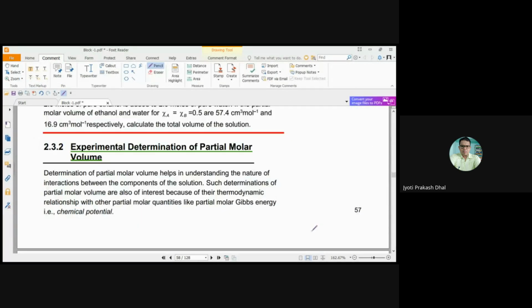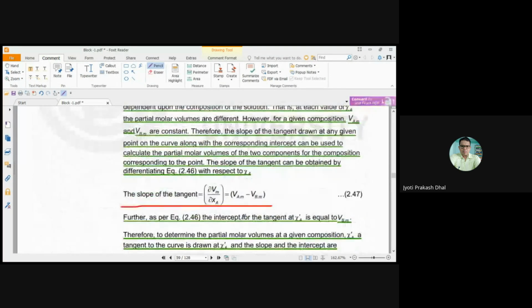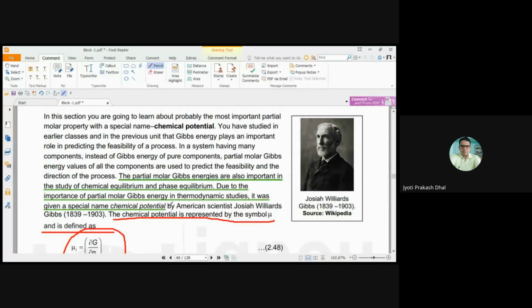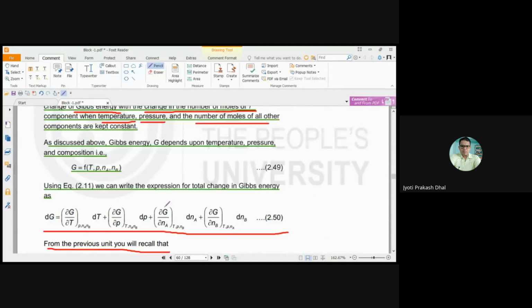So in the chemical potential part, another long question is there, that is called the Gibbs-Duhem equation, that we'll discuss here. As discussed, Gibbs energy G is an extensive property. So the Gibbs energy G depends upon temperature, depends upon pressure, and also depends upon composition.